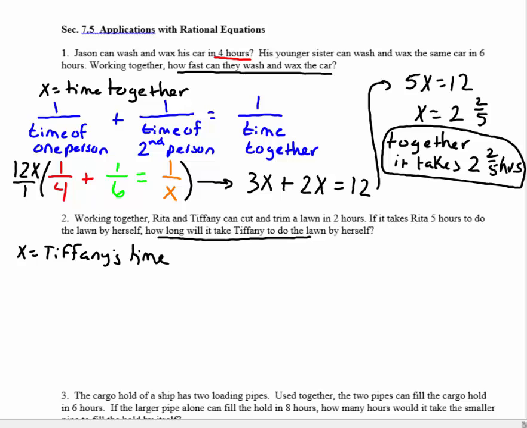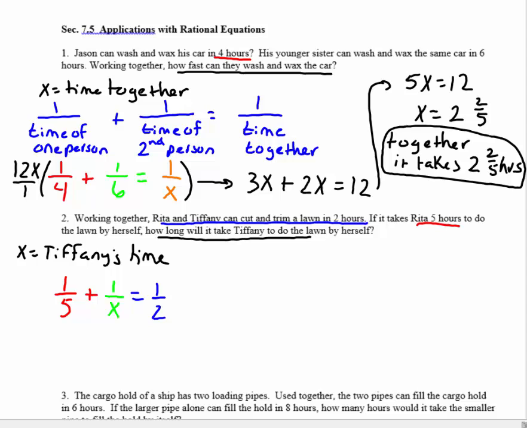We're going to set it up the same exact way. 1 over the first person's time. Well, it does take Rita 5 hours, so we'll let her be the first, so 1 over 5, plus Tiffany's time. We don't know Tiffany's time, so that's going to be 1 over x. Equals the time together. It says Rita and Tiffany can cut and trim the lawn in 2 hours, so together it's 2, so it'd be 1 over 2. So we have 1 over 5 plus 1 over x equals 1 over 2.